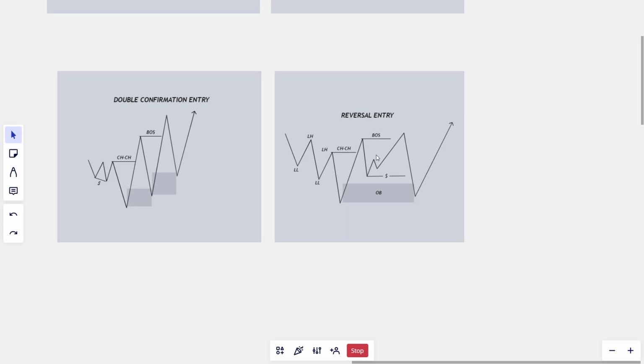And then here is our typical reversal entry, just like we stated in the top-down analysis we did, right?